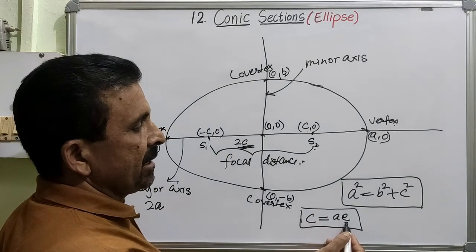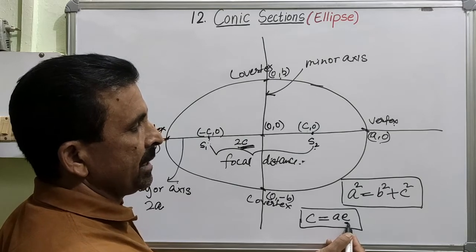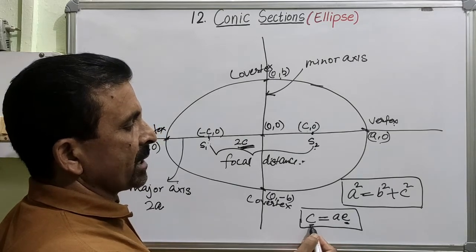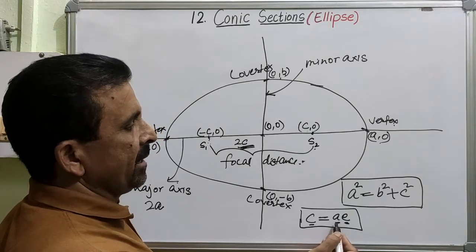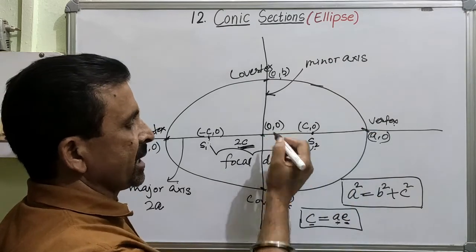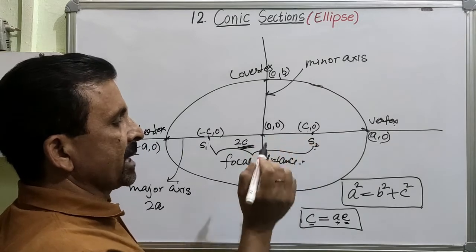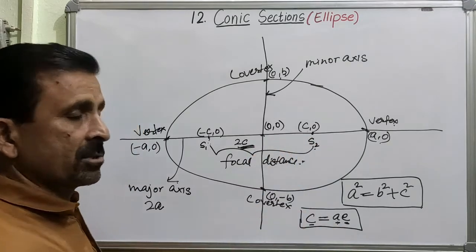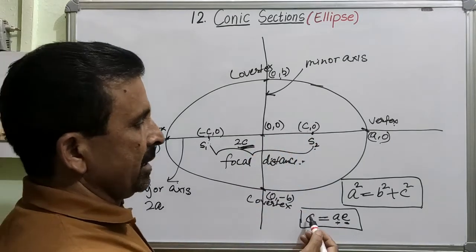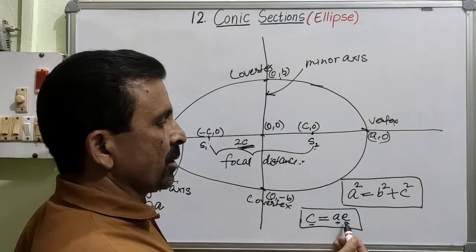Where e is the eccentricity. We know what c is. We also know what a is. a is the distance of the vertex from the center. c is the distance of the focus from the center. And e is the eccentricity. So there is a relation between a, c, and e: c = ae.